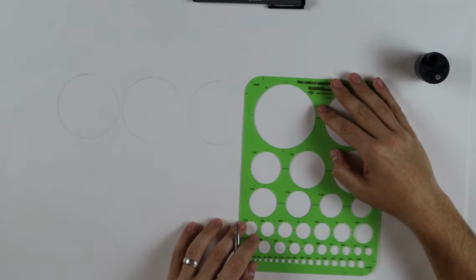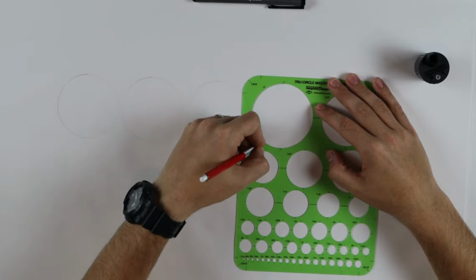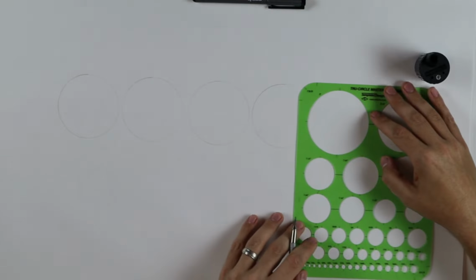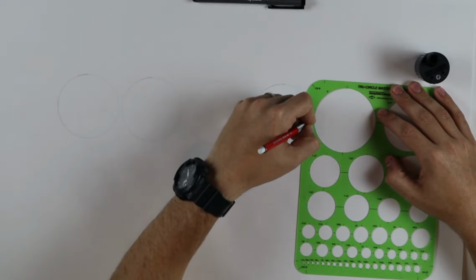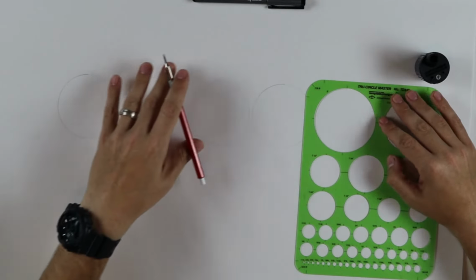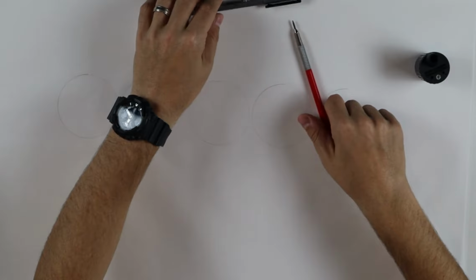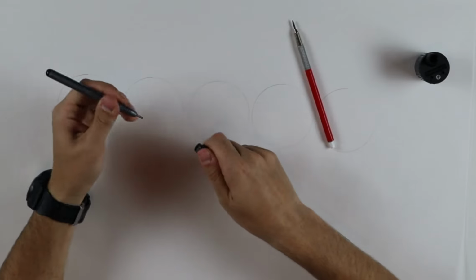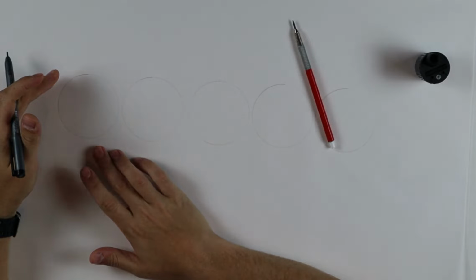Now, when we do the pen, we're going to work the opposite direction just so we don't smudge. It's 4 and 5. So I have my 5 circles drawn. And now I'm going to be taking my Copic pen, and we're going to start all the way on the left with this one.